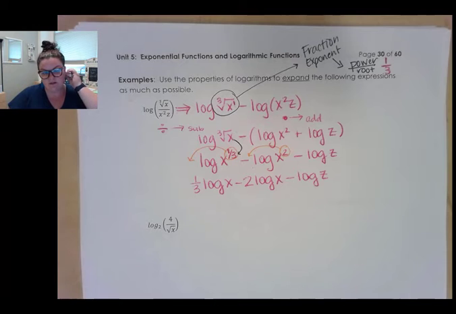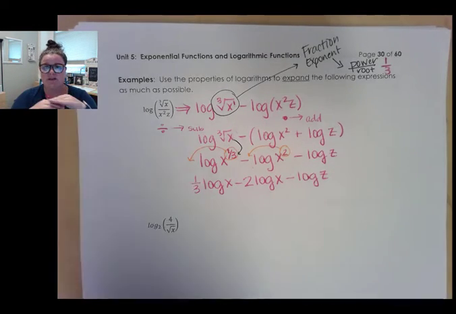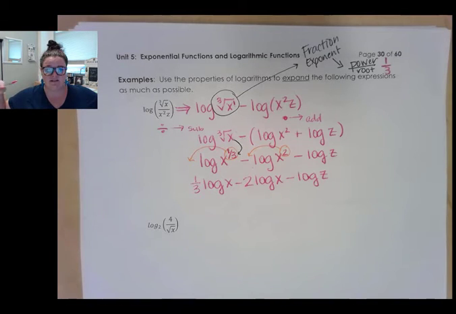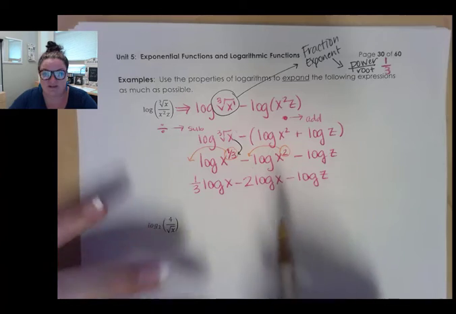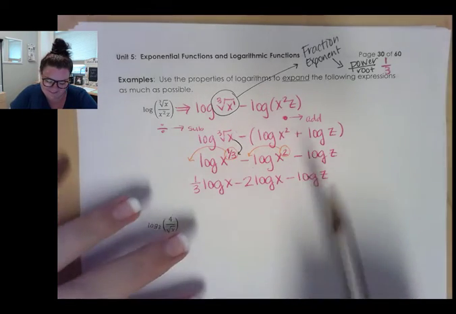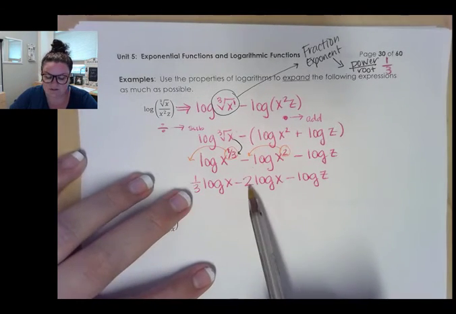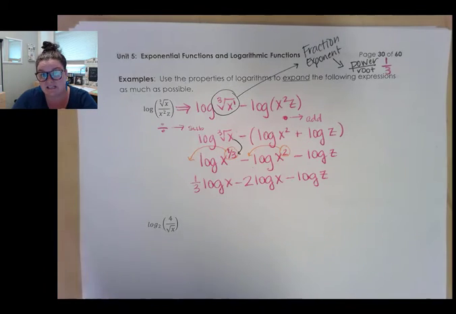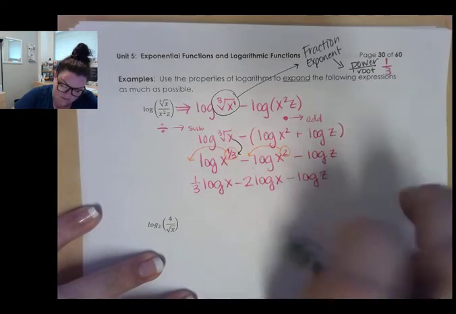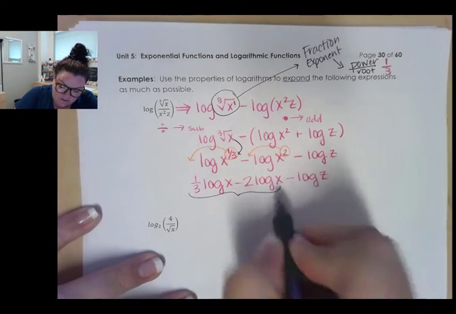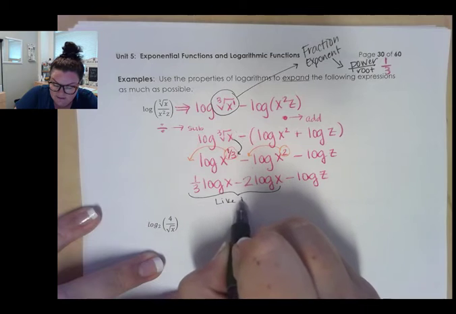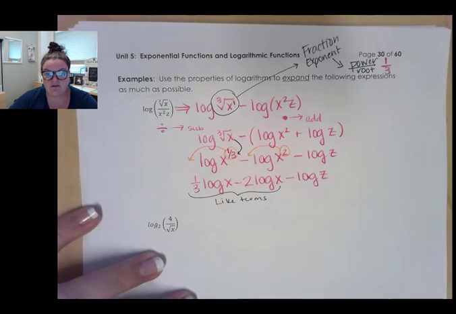Okay, not too bad. And normally this is where we would stop because we completely expanded it as far as we can go with addition and subtraction, and we've brought down our powers, right? But in this specific example, we can actually go a little bit further because we have like terms, right? These are, oops, my pens aren't working. These are like terms, okay?